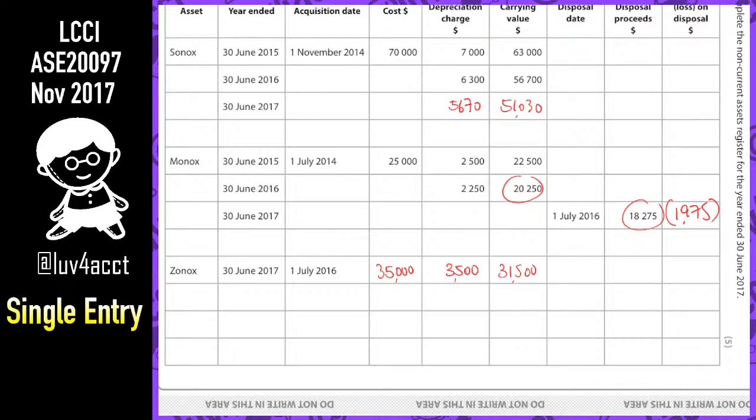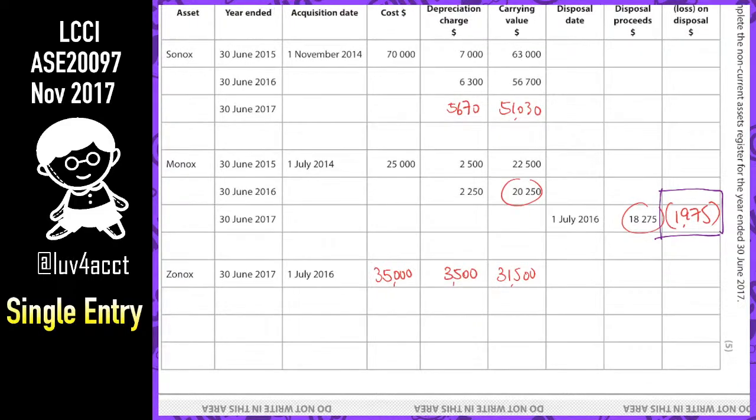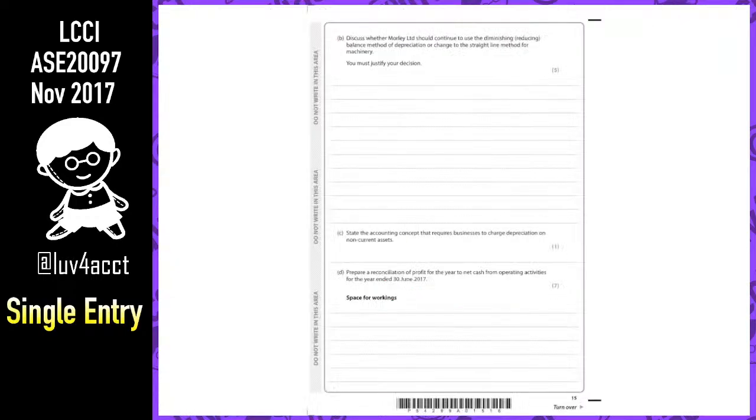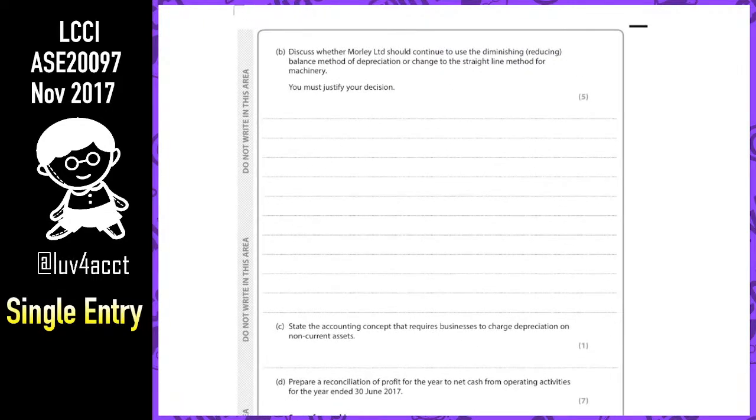So what we need for our next part is, of course, the disposal loss as well as the depreciation. Total depreciation for the current year, these two added together, 5670 and then 3,500. That would be 9170. Total depreciation charge for the current year. Discuss whether Morley should continue to use the diminishing balance method of depreciation or change to straight line for machinery.